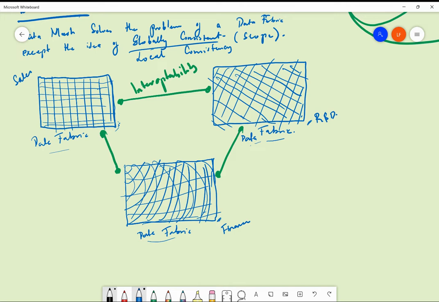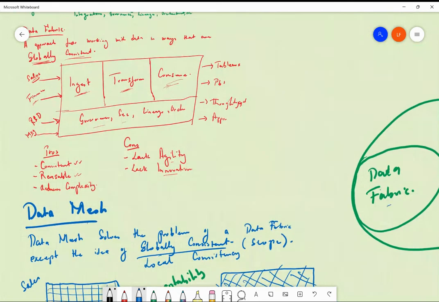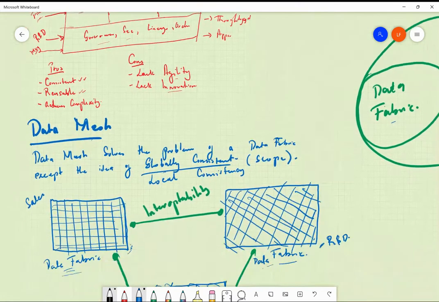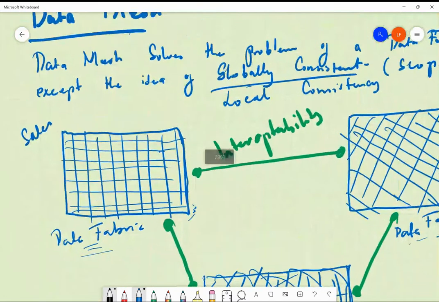Within this sales data fabric, there are laws, there are rules, there are things that are locally consistent inside of that fabric. As far as they're concerned, the laws and the way they do things are consistent. So if we go back into how they ingest data, how they transform data, how they consume data, how they govern data, how they do security, that fabric is still true, except it's locally consistent inside of the sales fabric.